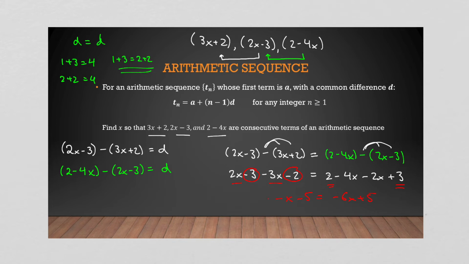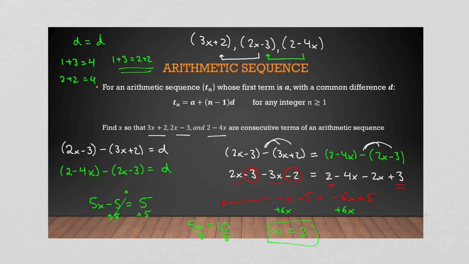So what I'm going to do with that is isolate. I'm going to get all my x's on one side and my non-x's on the other. So I'm going to add 6x here. I'm going to add 6x here. So that's going to give me 5x minus 5 equals 5. And then I'm going to add 5 to get rid of that. And now I have 5x equals 10. Divide both sides by 5. What do you get? X equals 2.